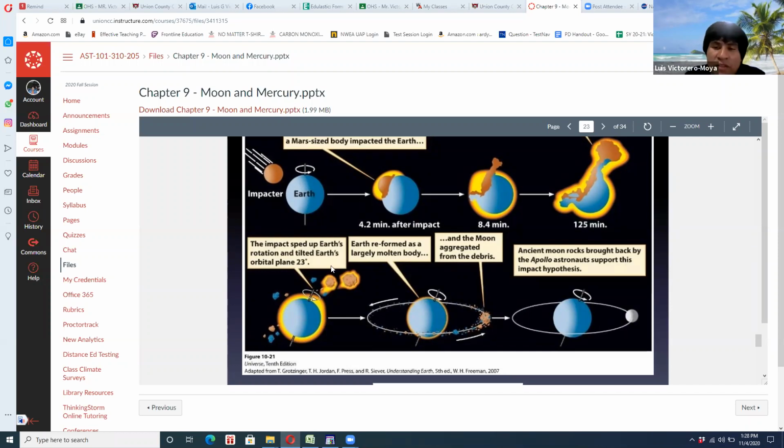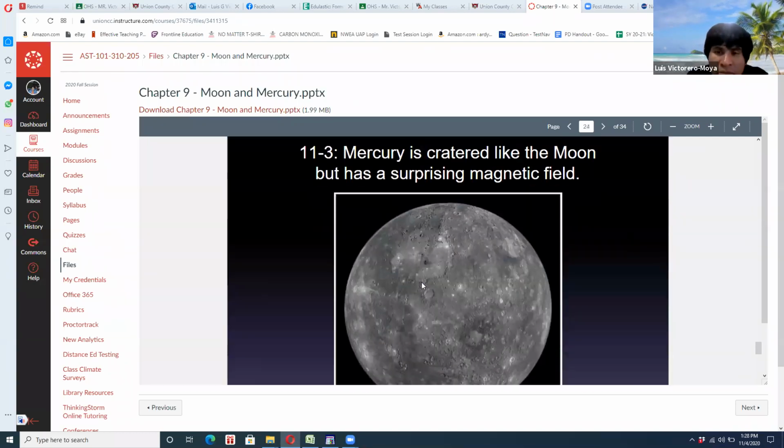Okay, and then to finish with this, let's talk a little bit about Mercury. So Mercury is also a cratered world like the moon, but has a surprising magnetic field. That's because it has an iron core, right? Cool and contracted, the surface of the planet, and makes it very wrinkled. So these scarps, as we call them in science, can be up to a mile high and hundreds of miles long.